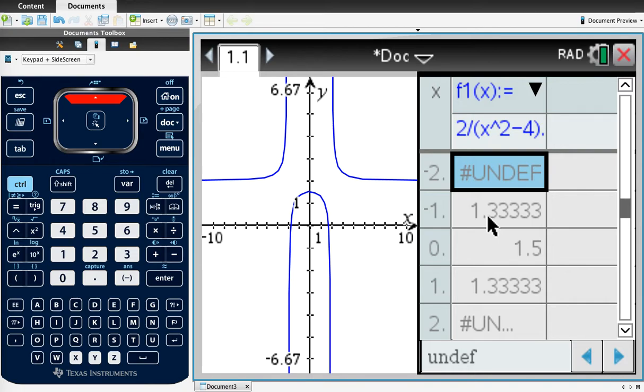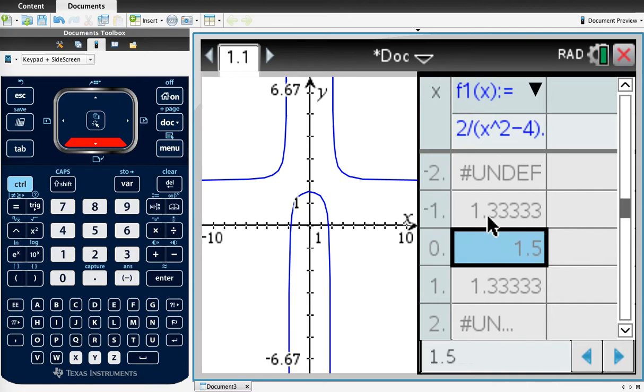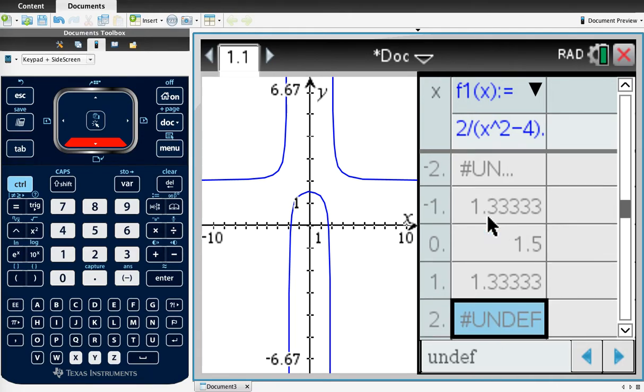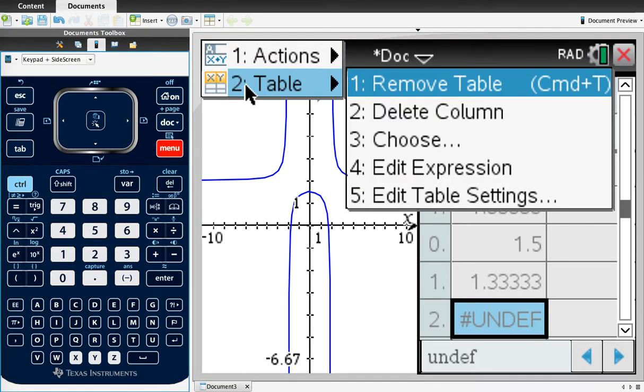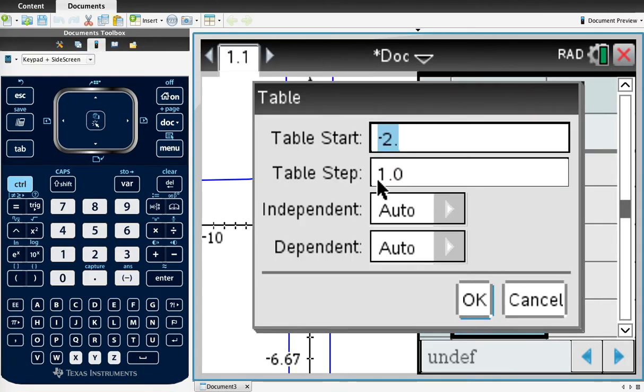So for my domain x is not equal to minus 2, and also x is equal to 2 is an asymptote, so on my domain x is not equal to 2. That's the only two places where it says it's undefined. If it wasn't an integer value, then I would need to go into menu, table, and then edit the table settings so that the table step wasn't going up in 1s, but maybe it was going up in 0.5s or 0.1s, and hopefully that would help me to track down where it's saying that it's undefined and therefore where my asymptote is.